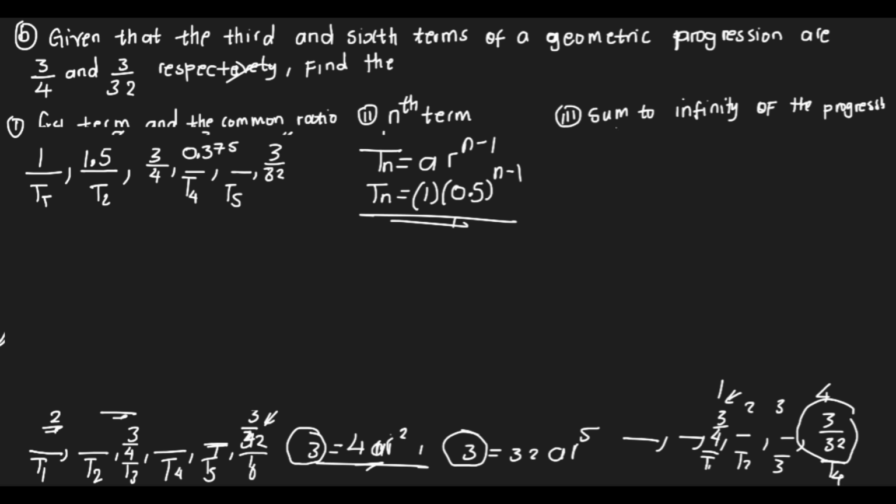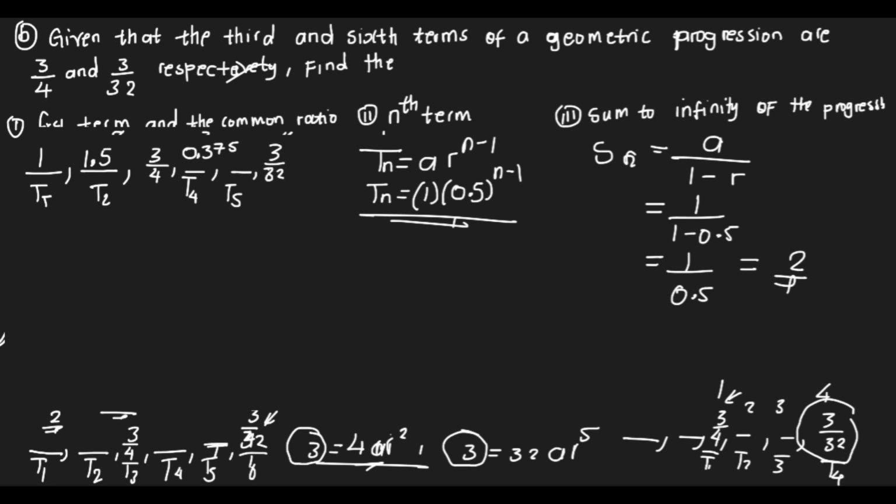Then for Roman number 3, sum to infinity. The formula for sum to infinity when the common ratio is less than 1 is a over 1 minus r. So our a is 1, over 1 minus 0.5. 1 minus 0.5 is 0.5. Then 1 divided by 0.5 will just give us 2. So this is how we can answer a question like this one.